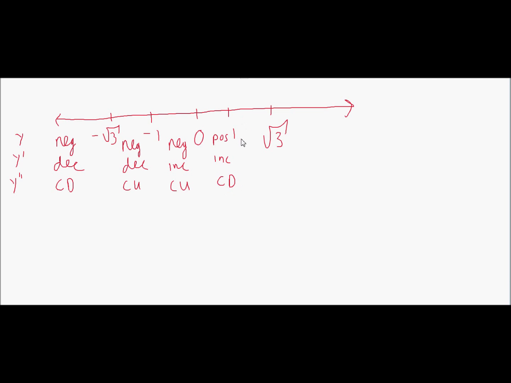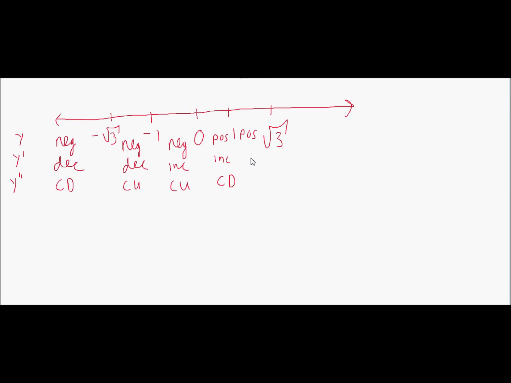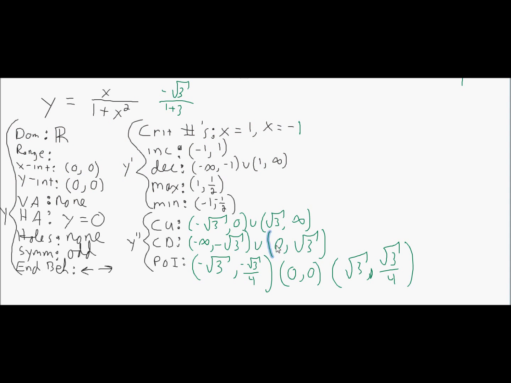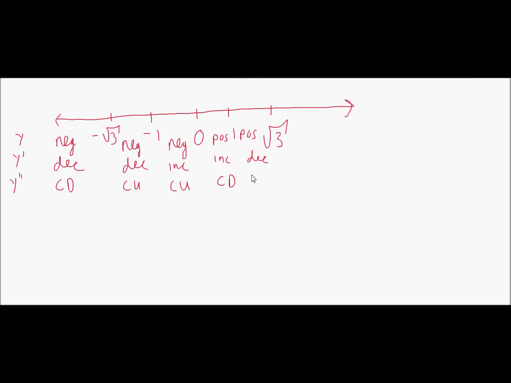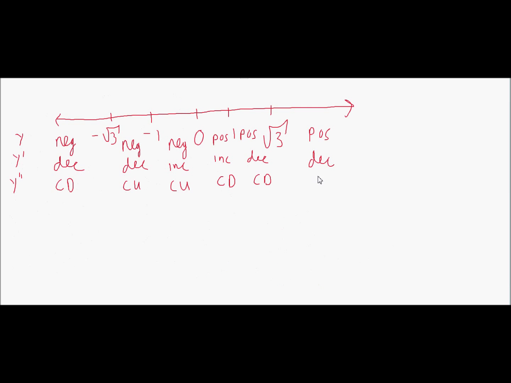Between 1 and root 3, it's going to be positive. Let's, again, go back here. 1 and root 3, that's in this interval, that's decreasing. And between 1 and root 3 is 0 and root 3 still, so it's concave down. And after root 3, it's going to be positive, decreasing, because it's decreasing forever after 1, yeah, and concave up. So now we've broken this graph down in all these sections.